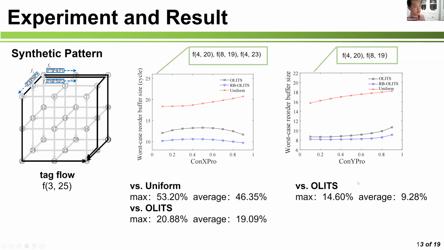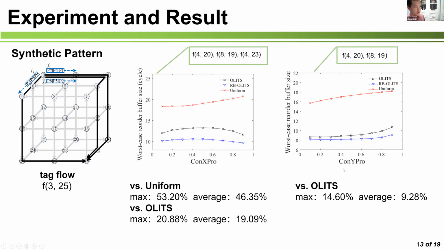Then we also compare another scenario in which we reduce the contention flows to 2 contention flows, and we get another set of results. Compared with the OLITS method, we get an average of 9.28% improvement.